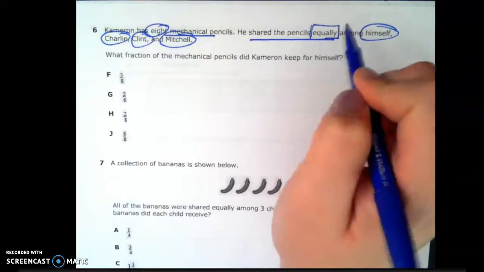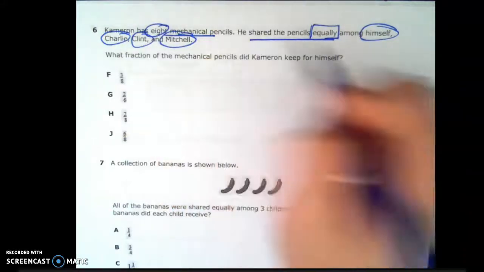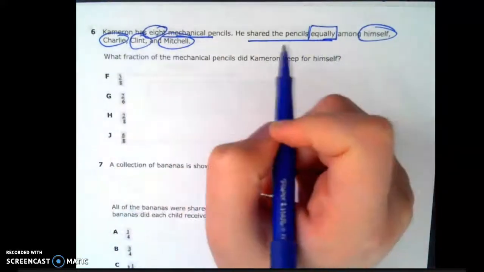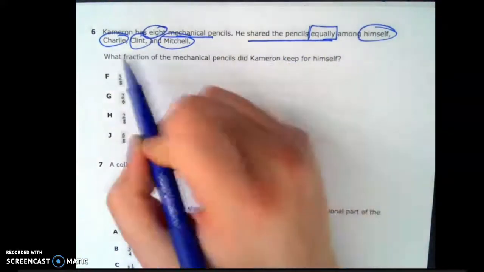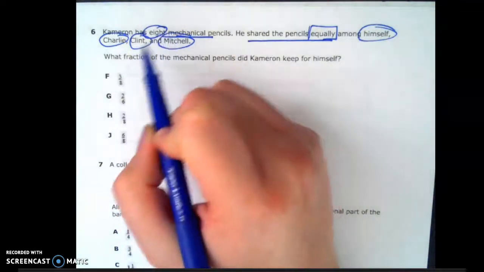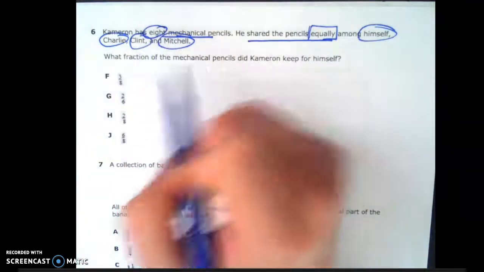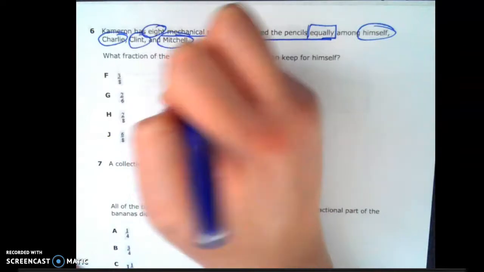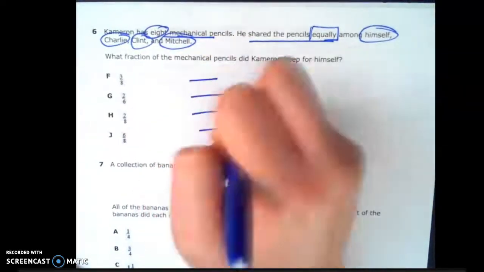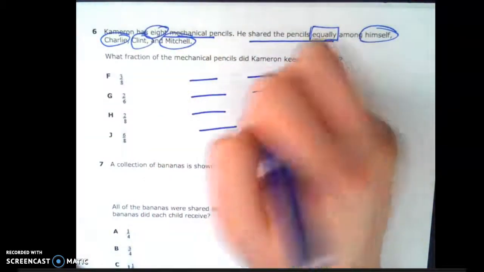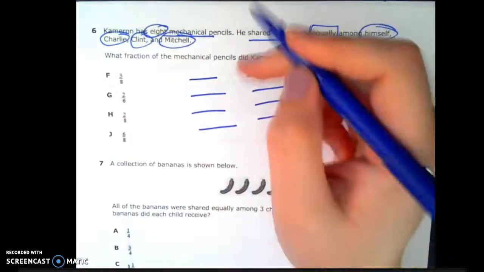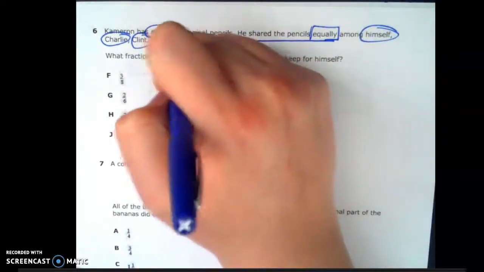Equally. Cameron doesn't get 7 pencils and then Charlie gets 1 and Clint and Mitchell get none. Cameron doesn't get 5 pencils and then Charlie gets 1, Clint gets 1, and Mitchell gets 1. Every single boy has the same amount of pencils. So I'm going to draw my mechanical pencils. 1, 2, 3, 4, 5, 6, 7, 8. Okay? There are my 8 pencils.